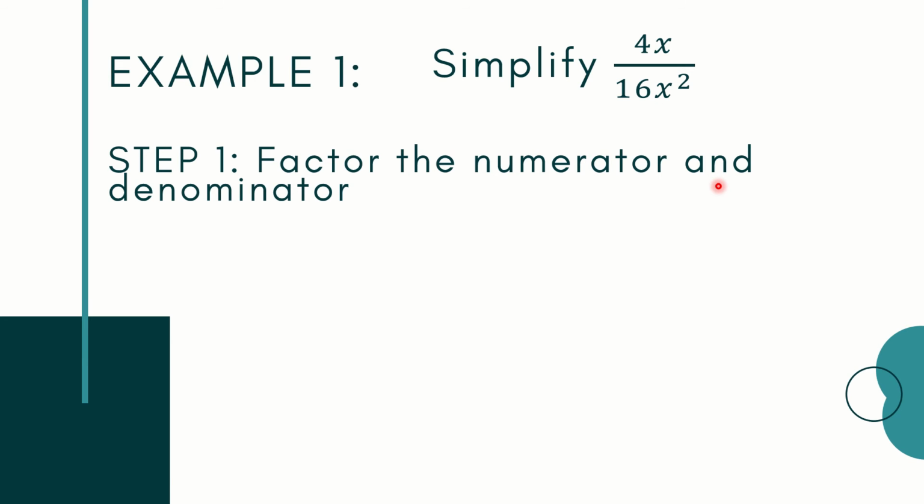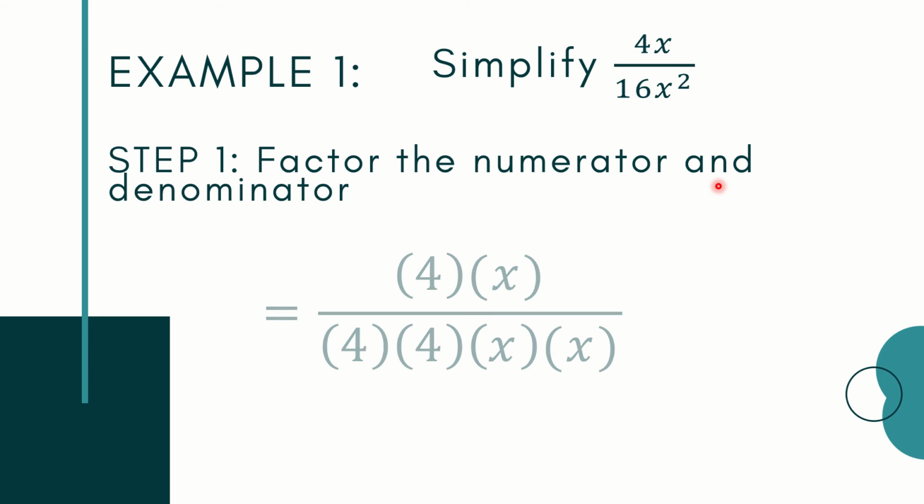So our numerator is 4x and our denominator is 16x squared. If we are going to factor this one, 4x is equal to 4x, right? 4 times x is the same as 4x. And the factor of 16x squared is we have here 4 times 4 times x times x. So if we multiply this one, the result is 16x squared.